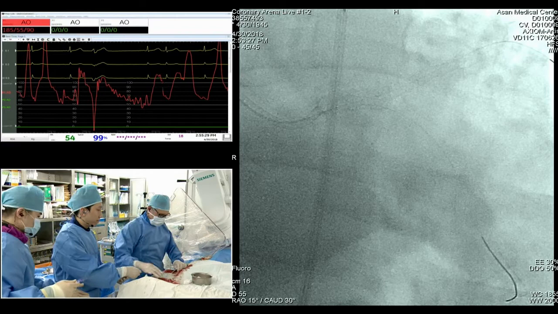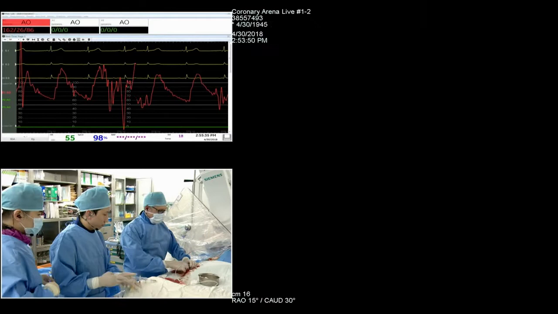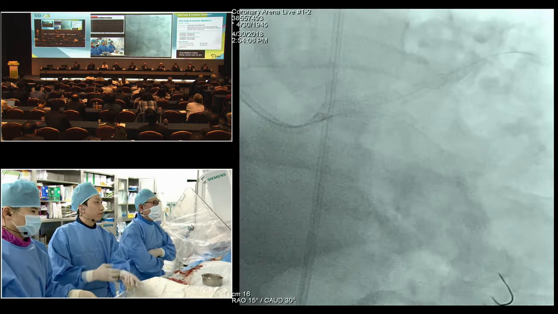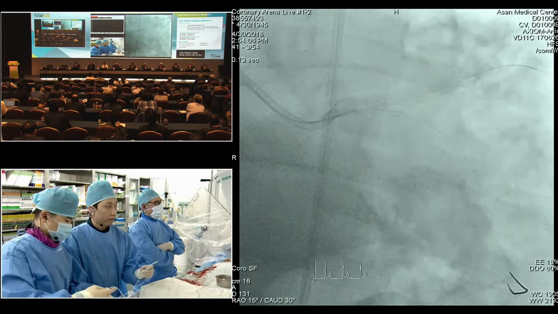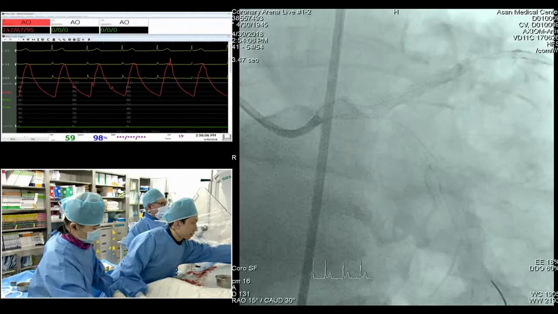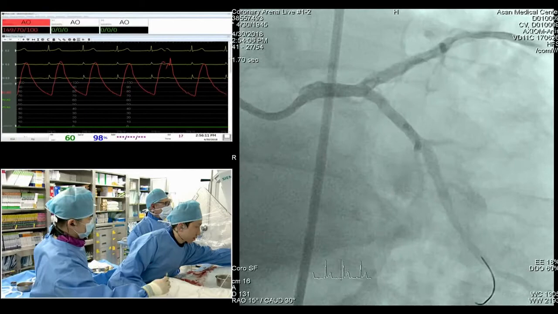Okay, so we'll do the OCT in the LED. So this one. Yeah, so this is the LED. While we are preparing OCT, we'll do an angio. Okay, so I think now we have a good deployment of the stent. And we'll give you the OCT right now.